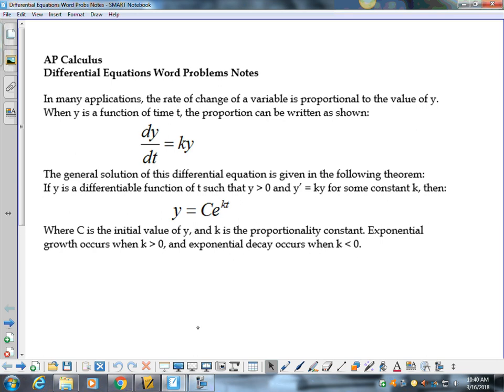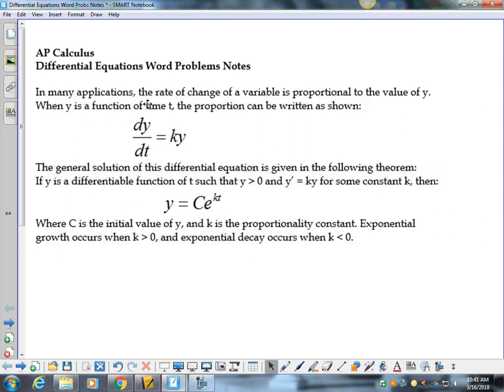In many applications, the rate of change of a variable is proportional to the value of y. Okay, that's a powerful sentence. Let's say that again. In many applications, the rate of change, in relation to time, of a variable y is proportional to the value of y.